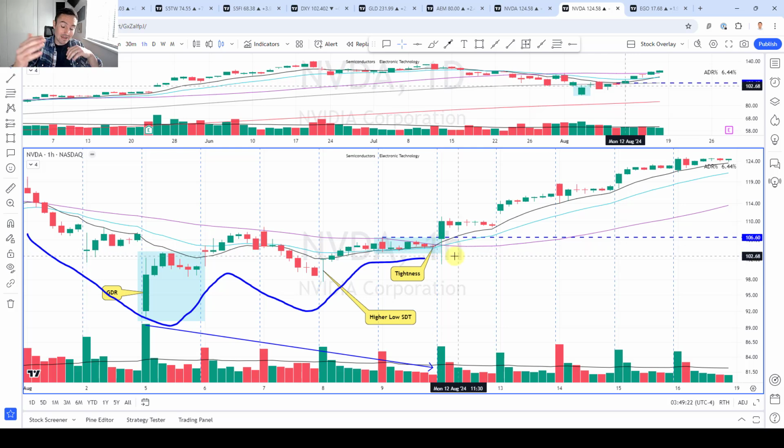Not only do you have tightness in price, this is the Toby Crabel point: from periods of contraction come expansion. It's the Minervini point: volatility tends to contract and then you see an expansion. So not only do you have a contraction in price, you have a contraction and convergence of these moving averages. The ones that I use on my 1 hour chart are the 10 EMA, the 21 EMA, and the 50 simple moving average, the black, the blue, and the purple lines. See how you have a convergence of them there? I like that. It's just contracting.